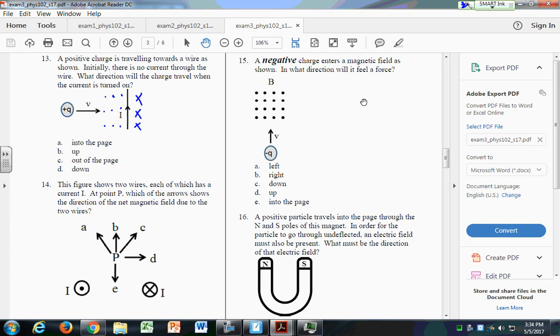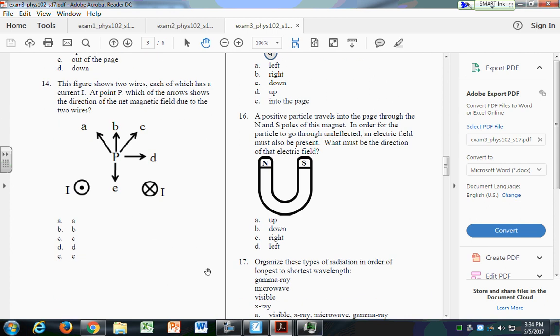Okay, 14 is similar, a little bit different. It's just sort of like the first part, but twice. So on 14, you want to figure out what does the magnetic field do to this charge? Well, thumb goes into the page, and my fingers wrap around. My magnetic field is in this direction, clockwise. Similarly, over here, my thumb comes out of the page. My fingers wrap around in the counterclockwise direction.